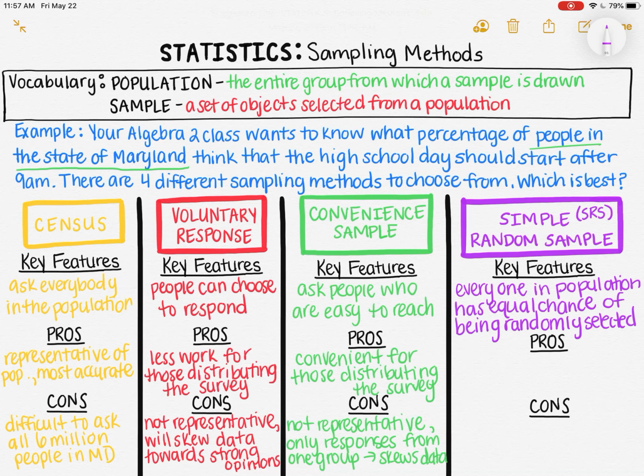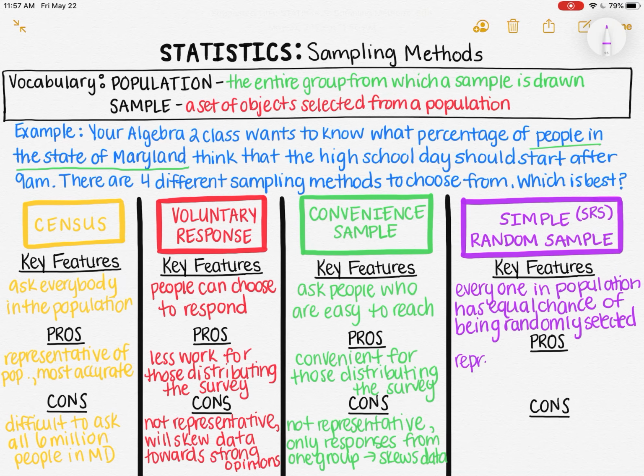Another way you could do it is, let's say there's 6 million people in Maryland, you could number every person from 1 to 6 million and then randomly pick numbers within that range and then figure out which person has that number and then ask them the question. So the really important part of a simple random sample is it's random. You don't know who you're selecting when you're picking a number. You don't know who that number corresponds to, so it's random. And everyone has an equal chance. So it has to be a way for you to equally choose anybody in your population.